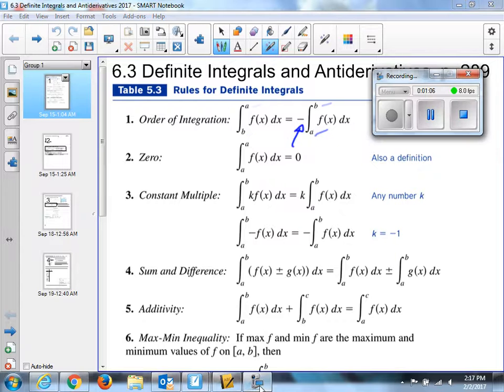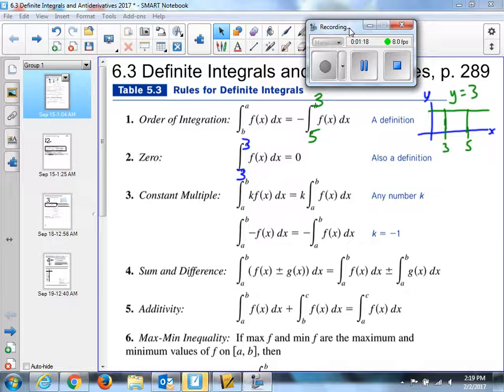What about the second one, the zero rule? Well, this should make some sense. If I go from 3 to 3, for example, from A to A, what's the area covered in this graph under y equals 3? If I start at 3 and I end at 3, what's that strip of 0 width, right? It should be an area of 0. So if you have the same number to the same number, don't bother doing anything, right? It's 0. And I don't care what the function is in there.